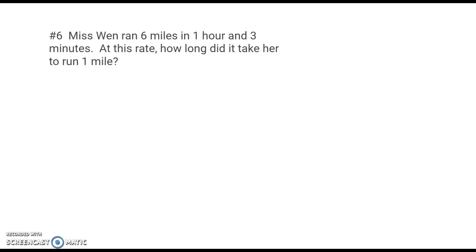Miss Wen ran 6 miles in 1 hour and 3 minutes. At this rate, how long did it take her to run 1 mile? So again, we're looking at a unit rate because we're looking at 1 mile.